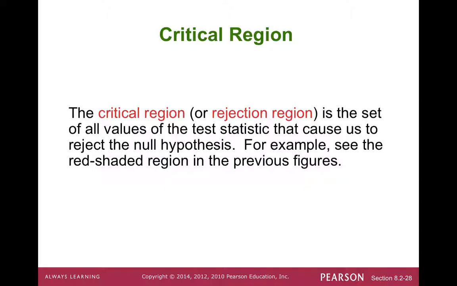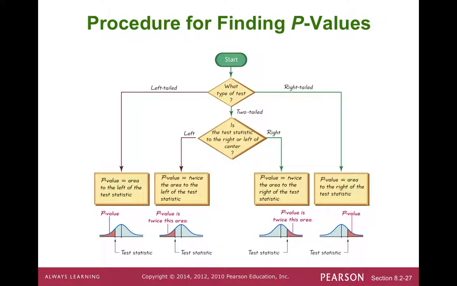Okay, so now let's talk about critical regions. The critical region, also known as the rejection region, is the set of all the values of the test statistic that cause us to reject our null, which is basically anything that falls within these red areas that you'd see.